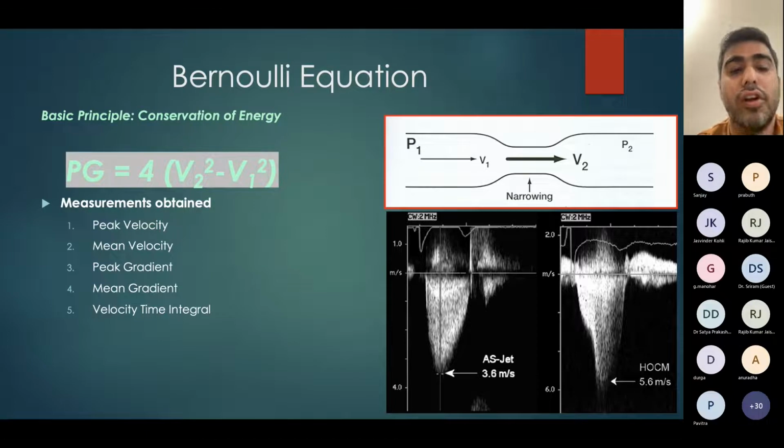And this is usually used to derive pressure gradients, and the various measurements that can be obtained using this are the peak velocity, the mean velocity, peak gradient, mean gradient, and the velocity time integral.